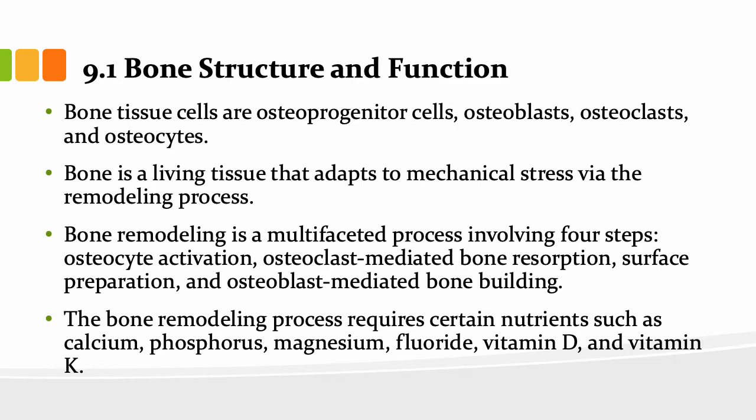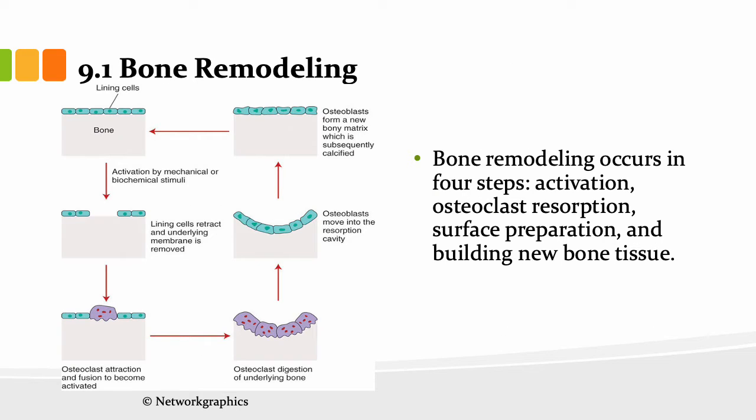These processes also control the reshaping or the replacement of bone following injuries like fractures, but also microdamage, which occurs during normal activity, including exercise. Certain nutrients are required for bone metabolism or bone remodeling, and these are calcium, phosphorus, magnesium, fluoride, vitamin D, and vitamin K. Bone remodeling occurs in 4 steps: activation, osteoclast resorption, surface preparation, and building new bone tissue.